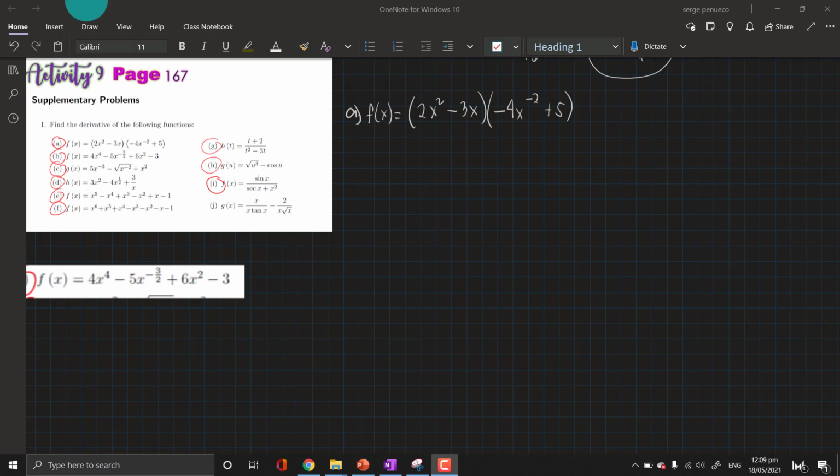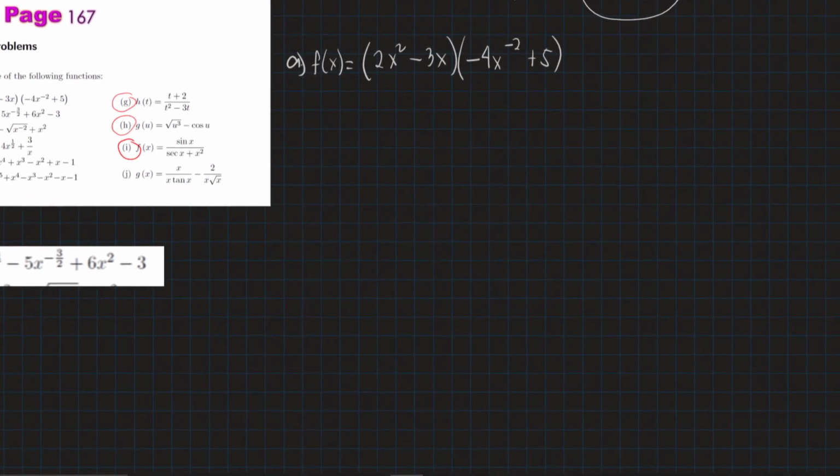Okay, so hello, this is the correction for activity number 9, page 167. So let's start with letter A. We have f of x is equal to the quantity 2x squared minus 3x multiplied by the quantity negative 4x raised to negative 2 plus 5. So this is a product, so gagamitin natin yung product rule.